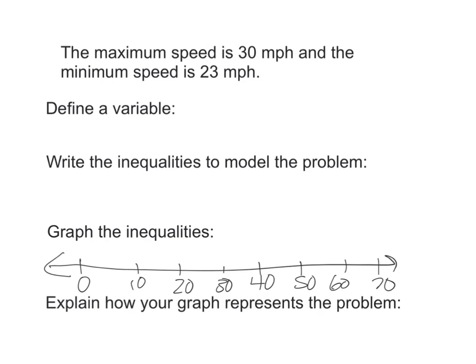Now here's a word problem like what you might see on your test. The maximum speed is 30 miles per hour and the minimum speed is 23 miles per hour.